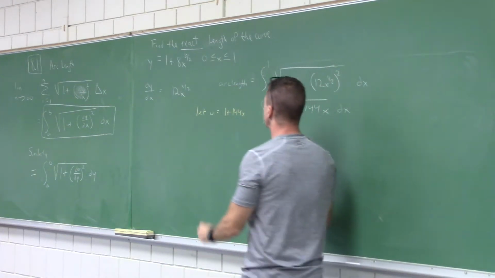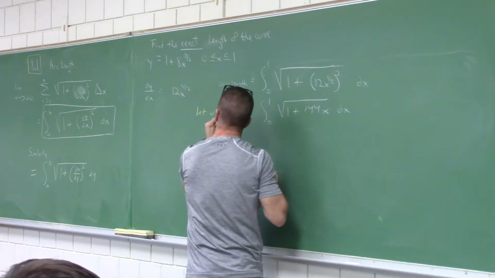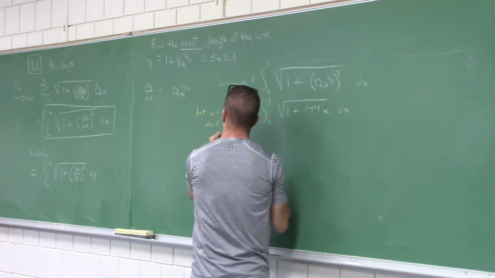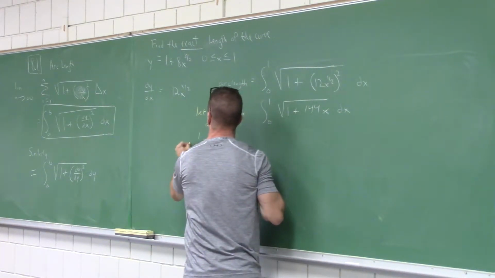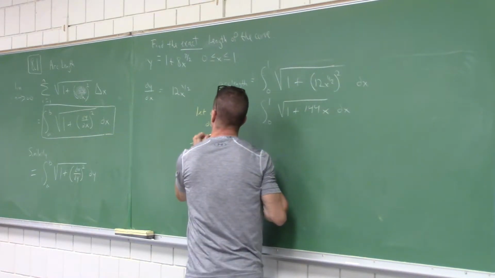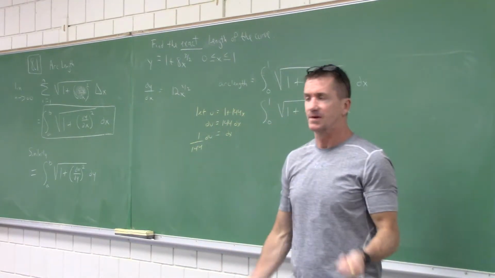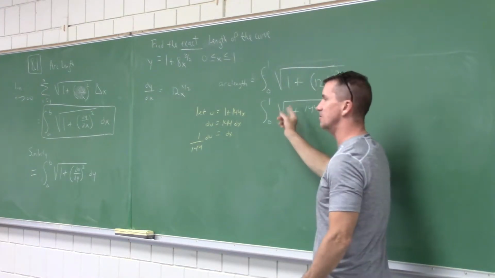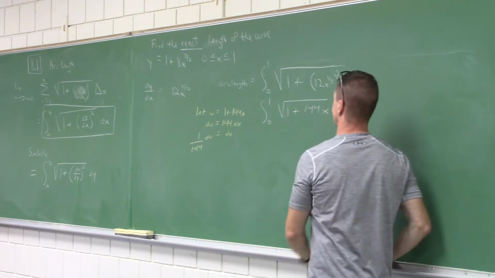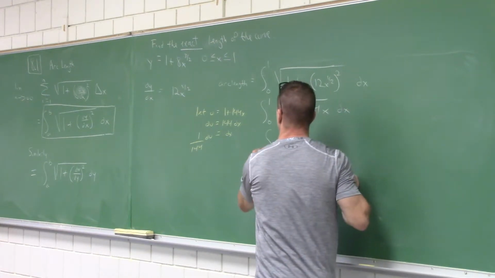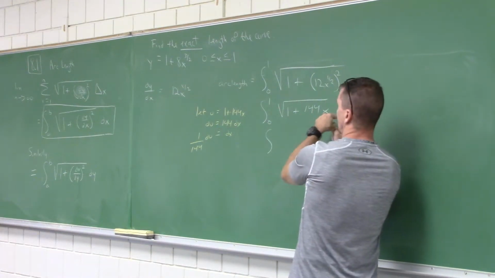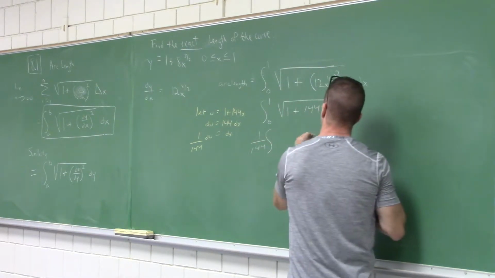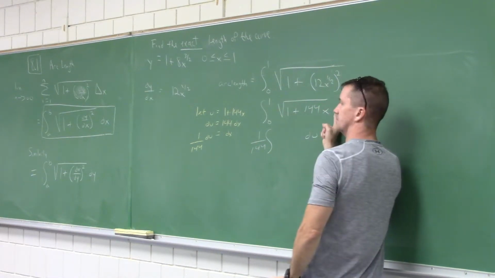So what's du? 144 dx. So what's the dx? Just 1 over 144 times the du, right? But now we can get this thing rolling. See, now we'll just have a square root of u. We can integrate that. I'll replace the dx with 1 over 144 du. Okay. You're done.